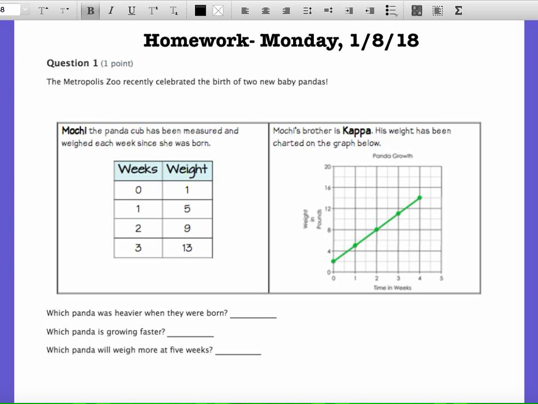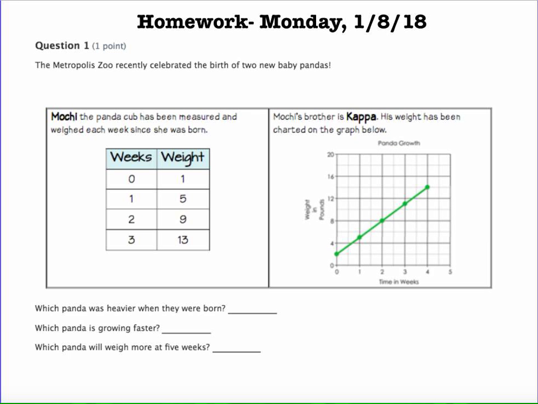Monday's homework, question 1. It says the Metropolis Zoo recently celebrated the birth of two new baby pandas, Mochi and Kappa. We've actually seen this before, so it should look very familiar. We are just continuing to compare two linear functions. Question 1 says which panda was heavier when they were born.